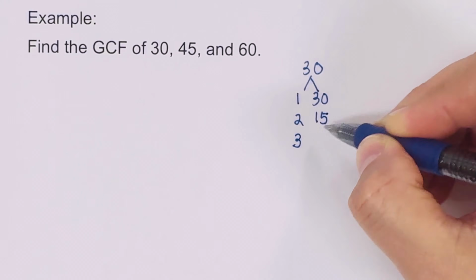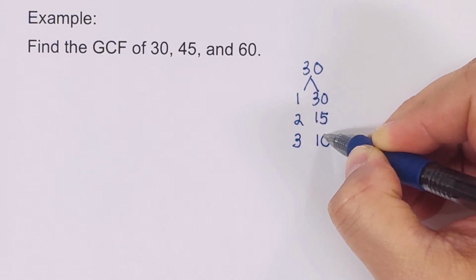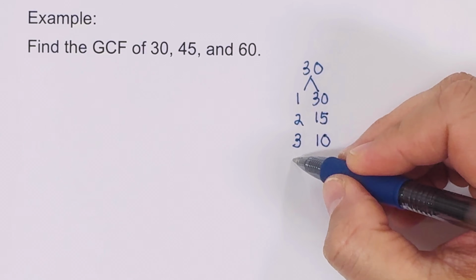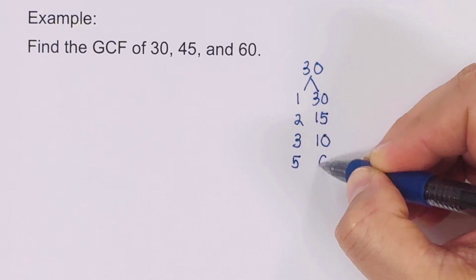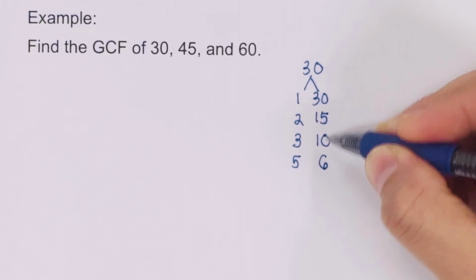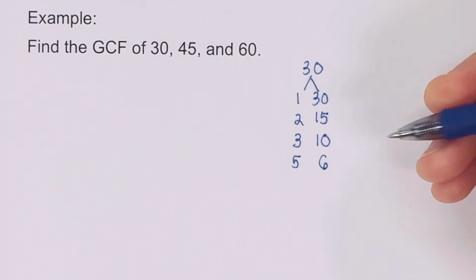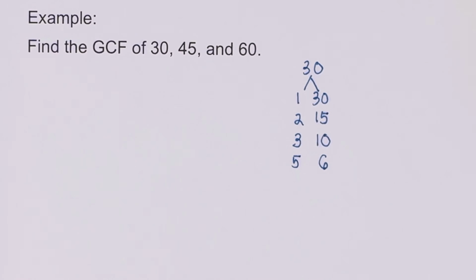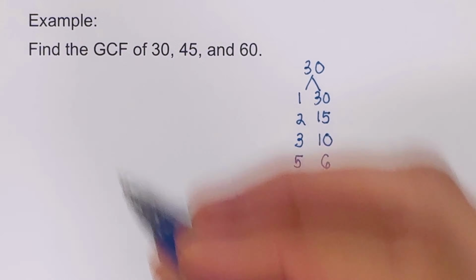3 works with 30, that would be 3 times 10. 4 doesn't work with 30. 5 works with 30, that is 5 times 6. And we also have 6, so these are already the factors of 30. So I'm going to go ahead and write that down here.